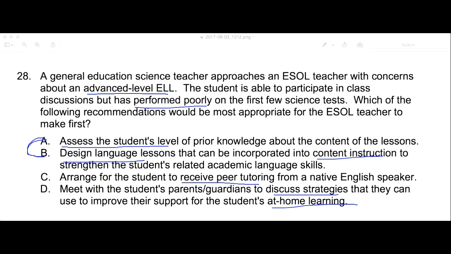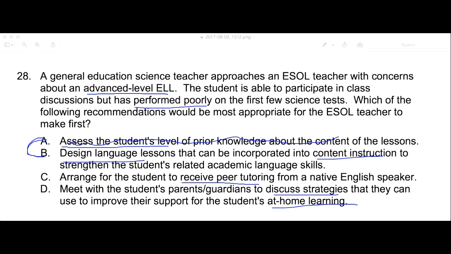So with that being said, there are a couple of these answers that are instantly going to be marked off as no way can it be possible as an answer. All right, starting with A, assess the student's level of prior knowledge about the content of the lessons. Prior knowledge. We don't care about prior knowledge. It says right here that they're performing poorly on the tests and they participate well. So think about that. There's nothing to do with prior knowledge. It doesn't talk about the teachers wanting to find out what the student knows before they start teaching. That would be prior knowledge, right? So A is gone.